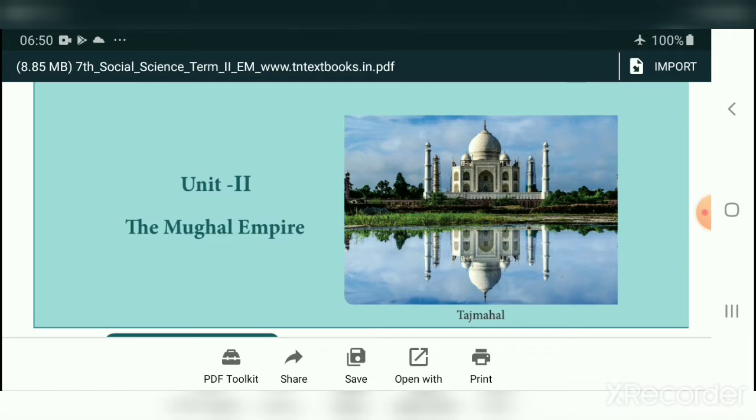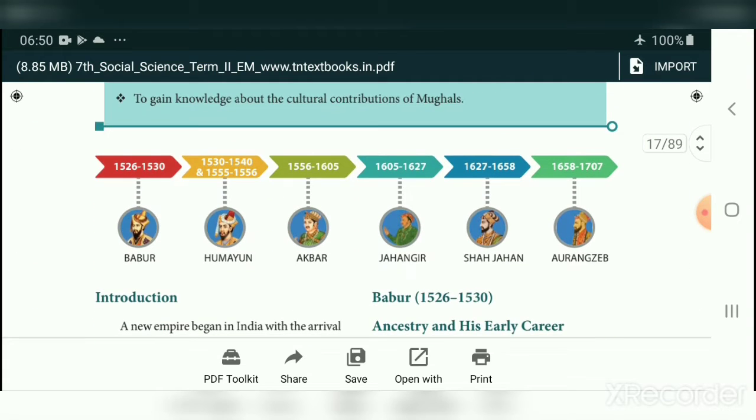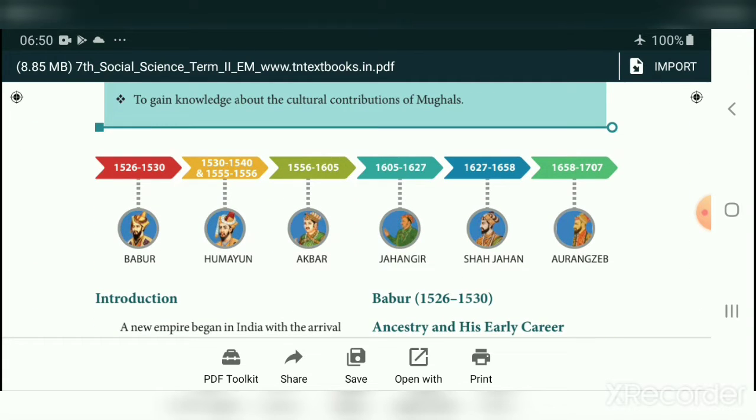Students, we are learning History Unit 2, the Mughal Empire. In our last class, we learned about the six great Mughals. This great Mughal Empire was founded by Babur. Then after that, Humayun, Akbar, and Jahangir ruled the empire. In the last class, we learned about the Shah Jahan period and the Aurangzeb period.